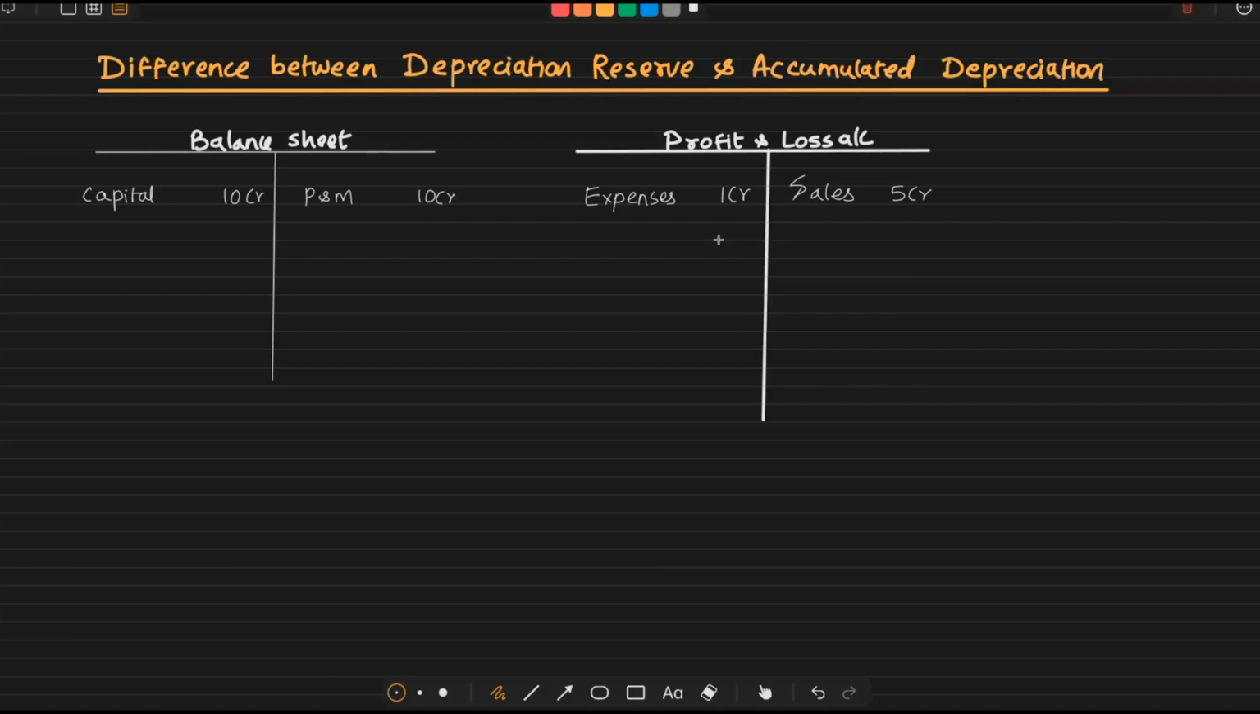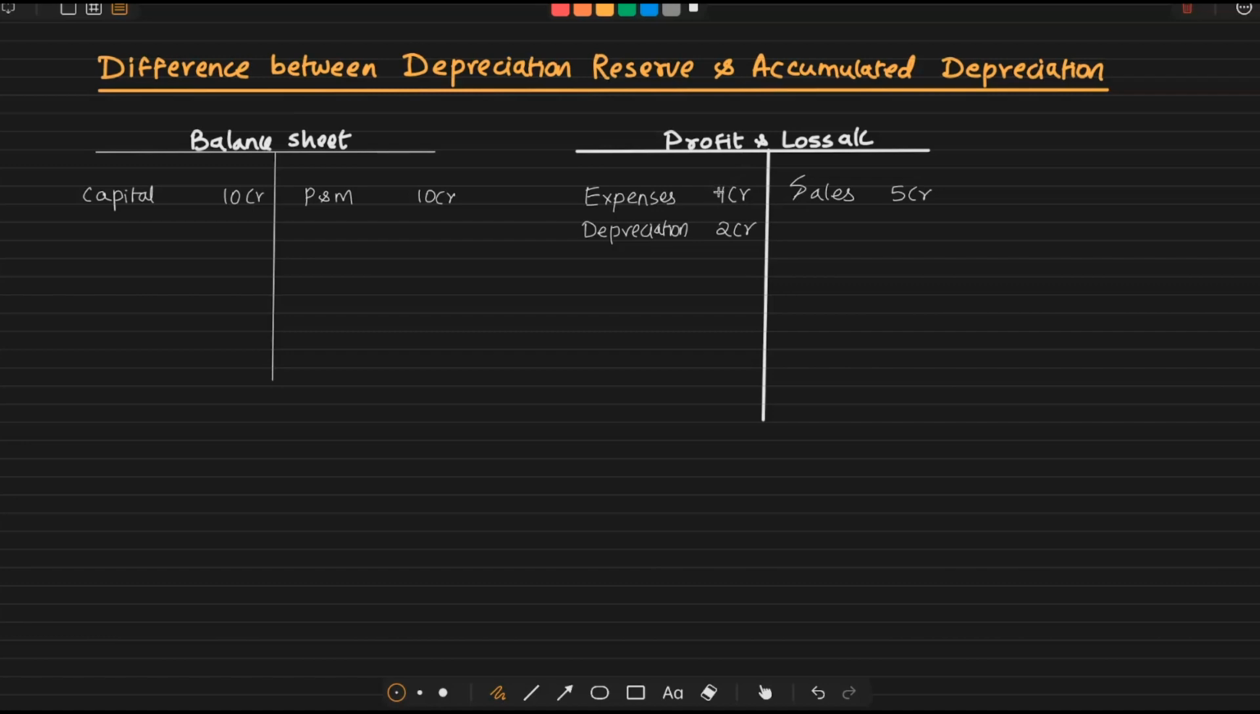By following these depreciation rules and regulations, I'm going to provide some depreciation. Let's say the useful life of this plant and machinery is 5 years. So I'm going to provide depreciation of 2 crore. So what will happen now? My sales is 5 crore, expense is 1 crore. I was carrying the belief that my profit is 4 crore.